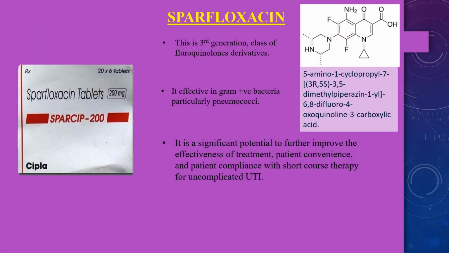Sparfloxacin. This is a third generation class of fluoroquinolone derivative. Now let's discuss the structure. Similar to ciprofloxacin, in the first position, a cyclopropyl ring is present. In the sixth and eighth positions, fluorine atoms are present, along with an amino group in the fifth position. And in the seventh position, a piperazine ring is present with dimethyl groups in the levorotatory position.